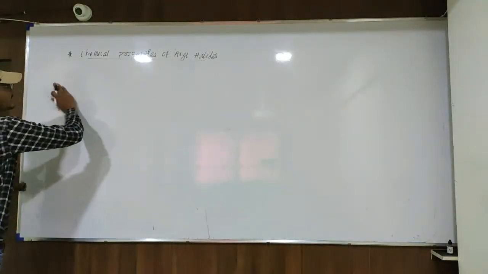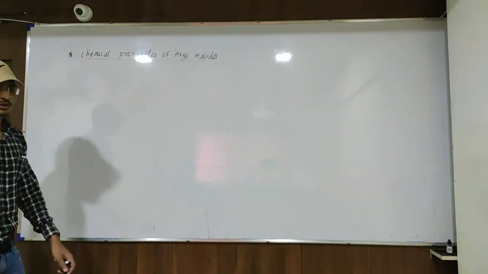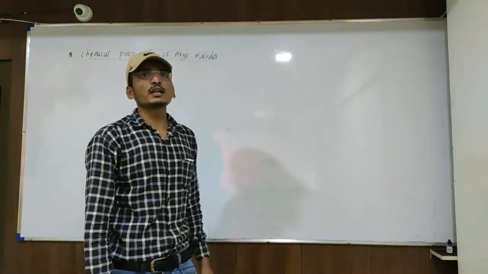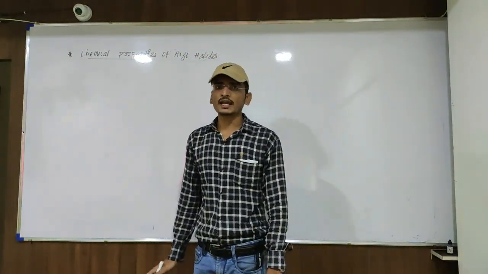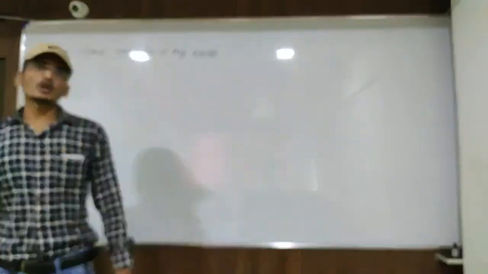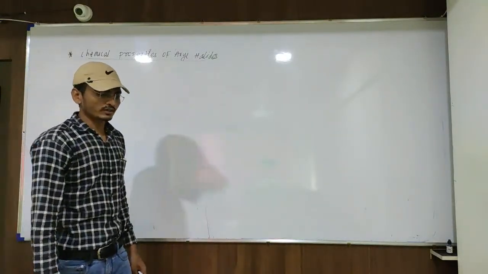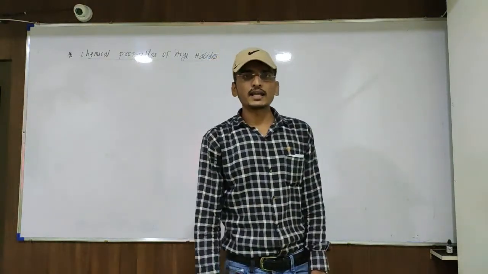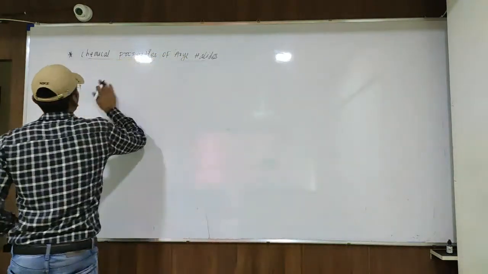Because in the case of aryl halides, the halogen is directly bonded with the benzene. That is why a resonance effect is present in aryl halides, and due to that, the C-X bond is stronger in aryl halides as compared to alkyl halides. That thing is important here.